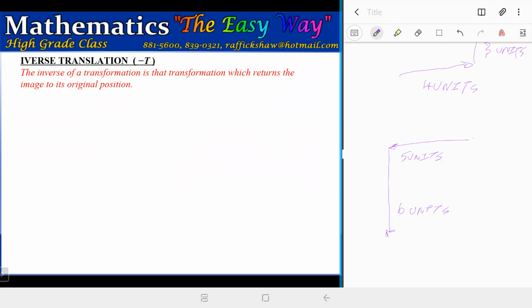But the inverse of any transformation, as we said, is a transformation that returns the image back to the object, back to the original position. So this in red is for any transformation.